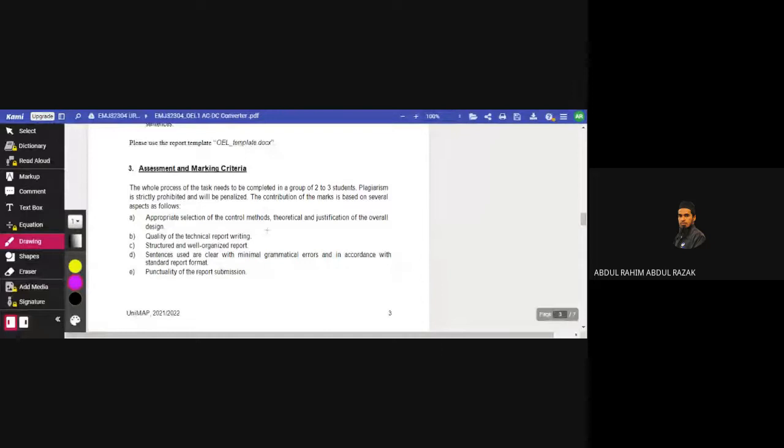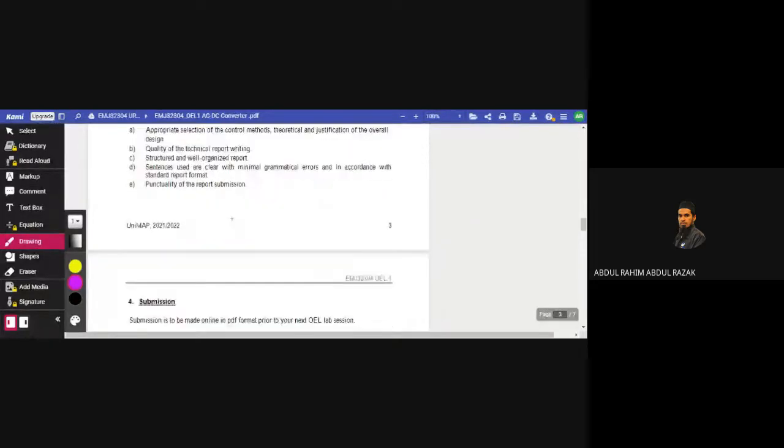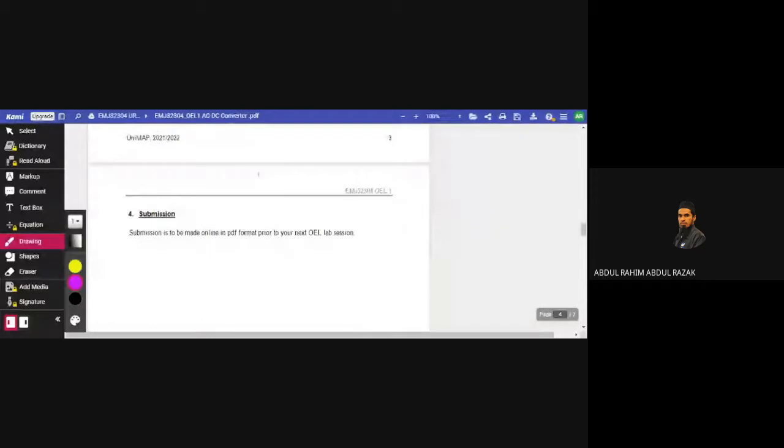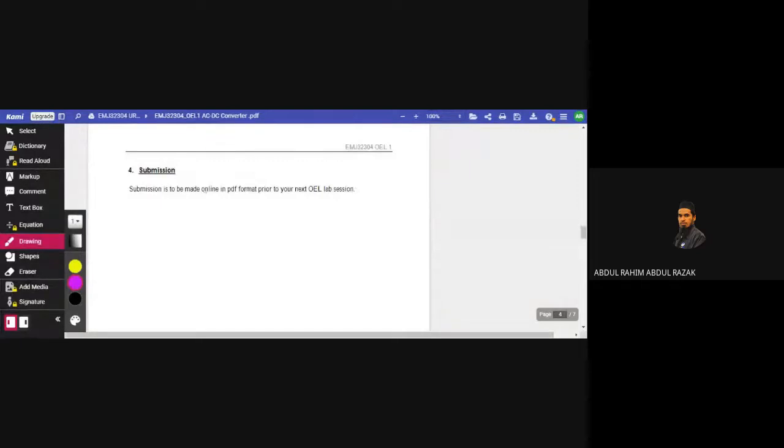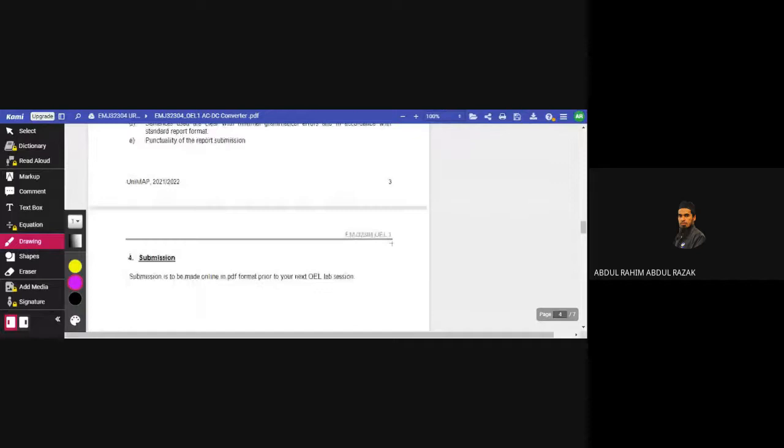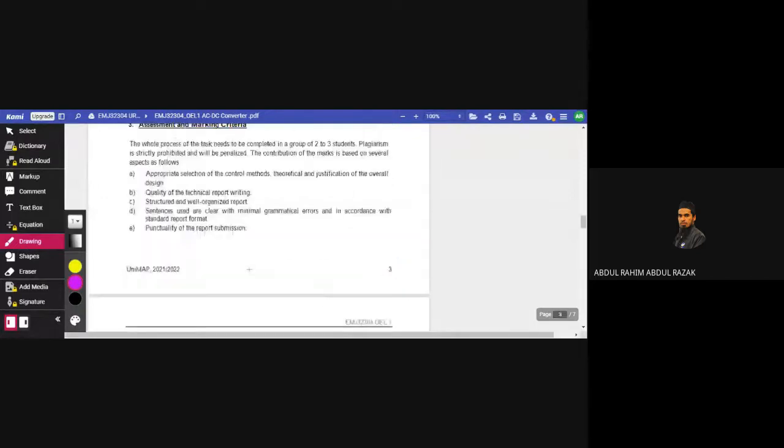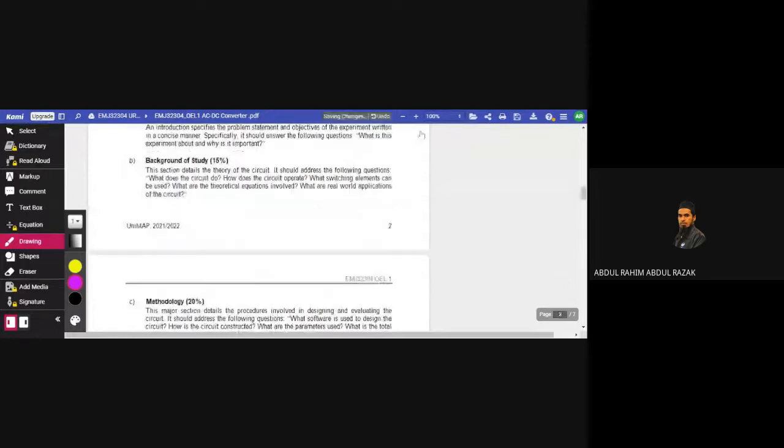Quality of technical report: please write nicely, typing sentence by sentence. Don't use bombastic words, just use proper grammar, understandable words only, in past tense, because this is a report. Submit in PDF format in 2 weeks time. You have 2 weeks. Any question? So that's all for today's briefing.